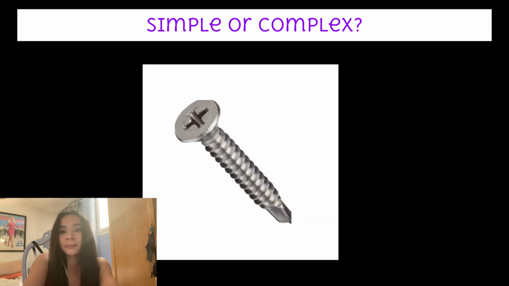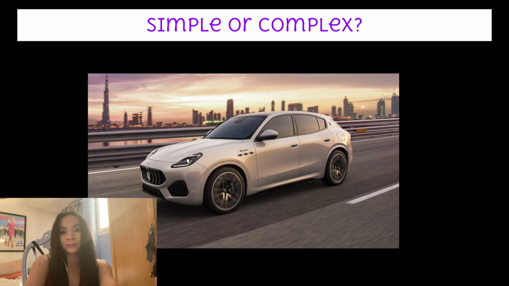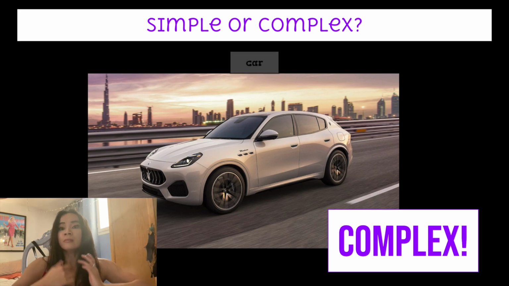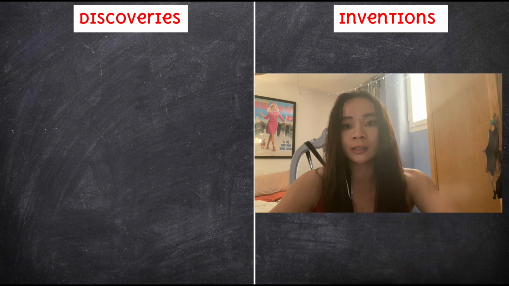Is this simple or complex? Simple. And what is it called? A screw. Good. Simple or complex? Complex. Definitely. And what is this called? A car. Do you know the difference between discoveries and inventions?